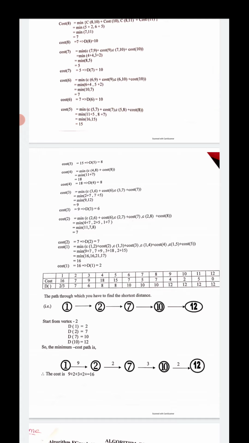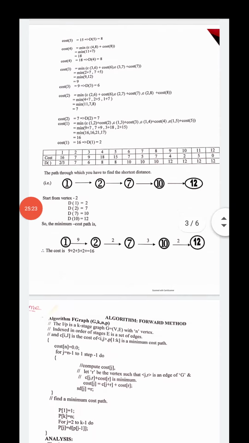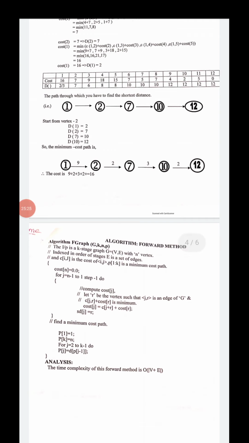Okay, this is nothing but source to destination. We have to choose the shortest path. We have to choose the shortest distance from source to a destination vertex. Okay, and now we have to study the forward method approach algorithm.